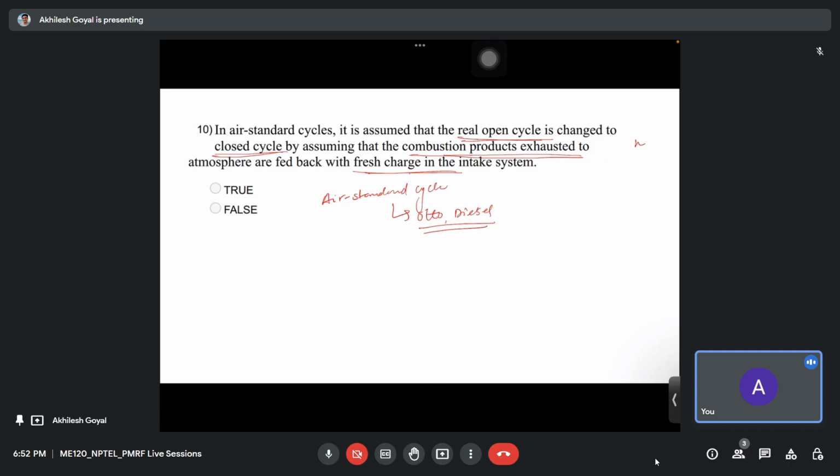So yes, we assume that these combustion products which are being exhausted to the atmosphere are back into the cylinder, into the engine, in the form of fresh charge. Okay, so that is true. Okay, so these are the questions from assignment 6 from the 2021 assignments.